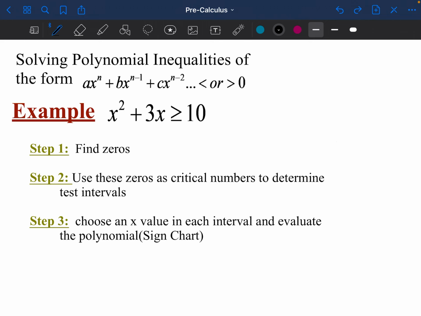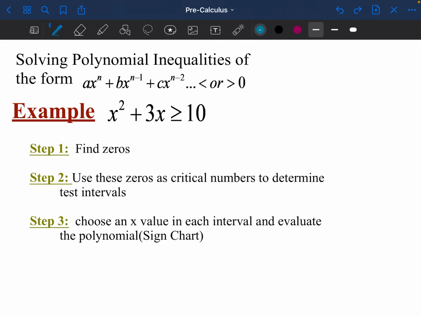It's a lot easier to see if a function is above or below 0 because we can visually see it by them being above or below the x-axis, or we can just look at the function and see if the y value is going to be positive or negative. So always have 0 on one side. So let's take a look at this example.